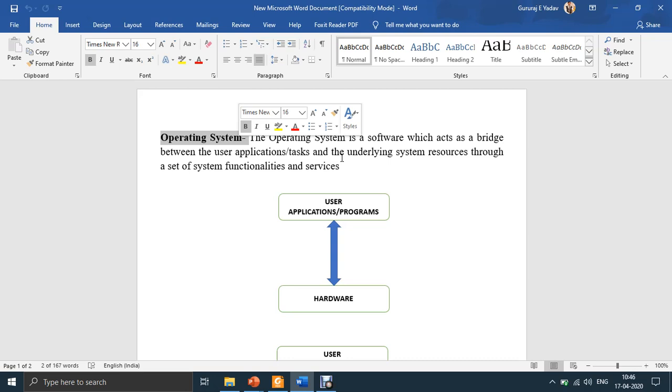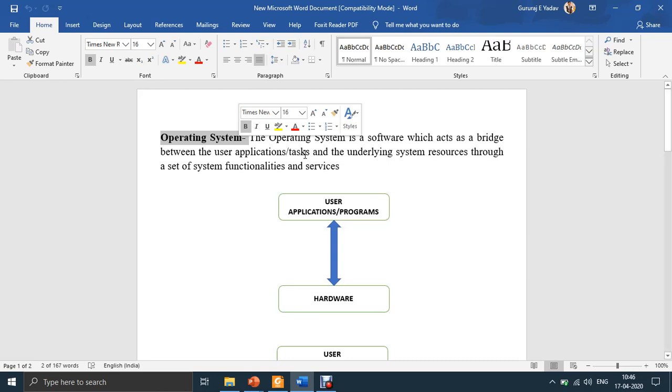In such a case, we require an operating system to supervise this operation. What the operating system will do is supervise or overlook the system operation, system tasks. That is why you require an operating system.